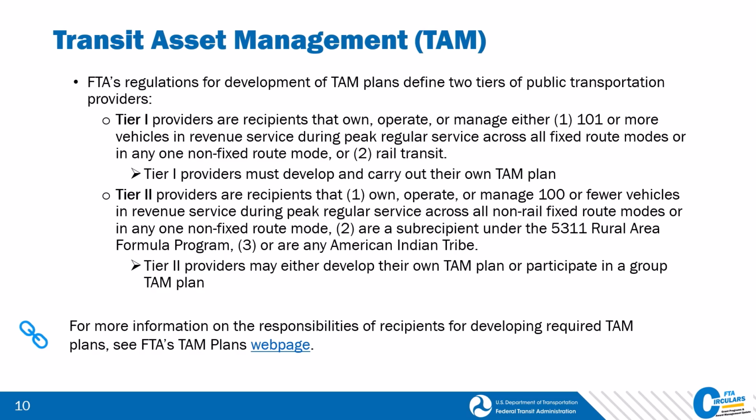Tier 1 providers are recipients that own, operate, or manage either 101 or more vehicles in revenue service during peak regular service across all fixed route modes, or in any one non-fixed route mode, or those operating rail transit. Tier 1 providers must develop and carry out their own TAM plan. Tier 2 providers are recipients that either own, operate, or manage 100 or fewer vehicles in revenue service during peak regular service across all non-rail fixed route modes, or in any one non-fixed route mode, or a subrecipient under the 5311 Rural Area Formula Program, or any American Indian tribe.